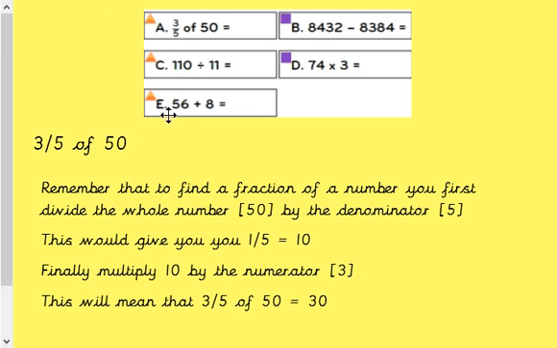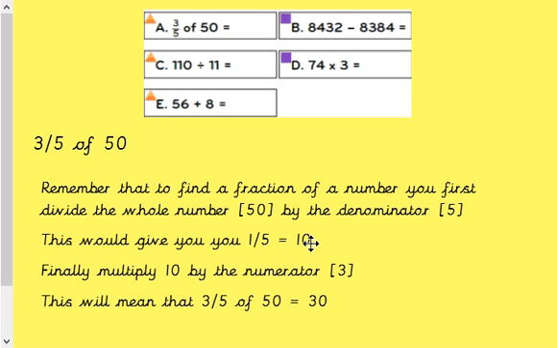Okay, and finally, we've got 3/5 of 50. Now, it's a little while since we've done one of these finding fractions of numbers. And you must remember that to find a fraction of a number, you first divide the whole number, which is 50, by the denominator, which in this case is 5. That will give you 1/5. Okay, so remember we're looking for 3/5, but the start point is to find 1/5. So we would divide 50 by 5, okay, which gives us 10.